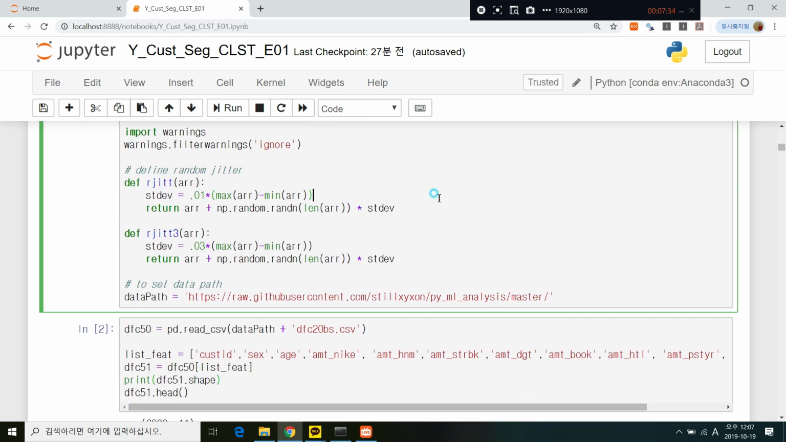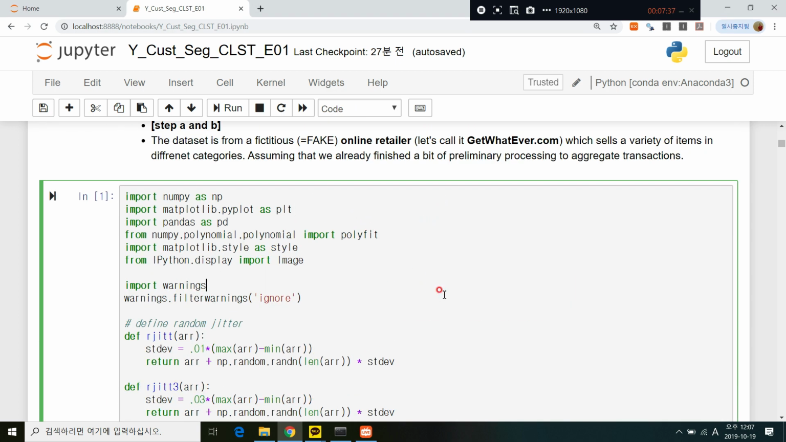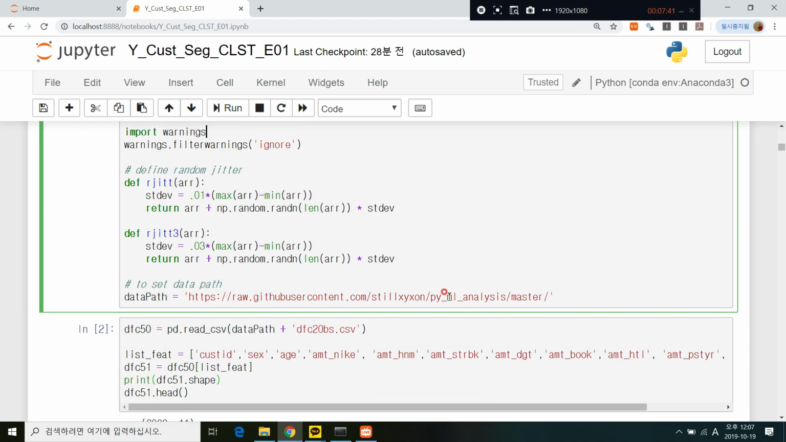Okay, let's import the libraries, and now there is something to note. Notice that this is a jittering user-defined function.